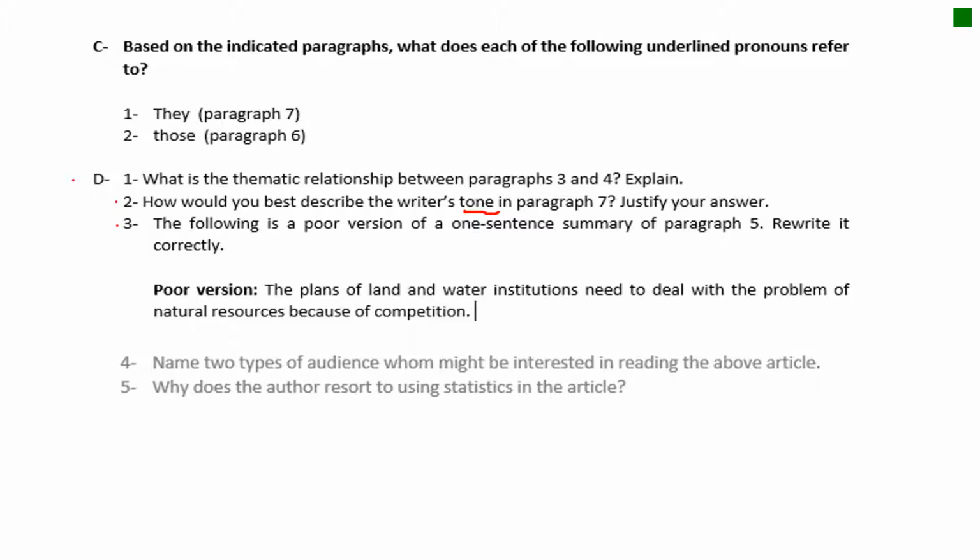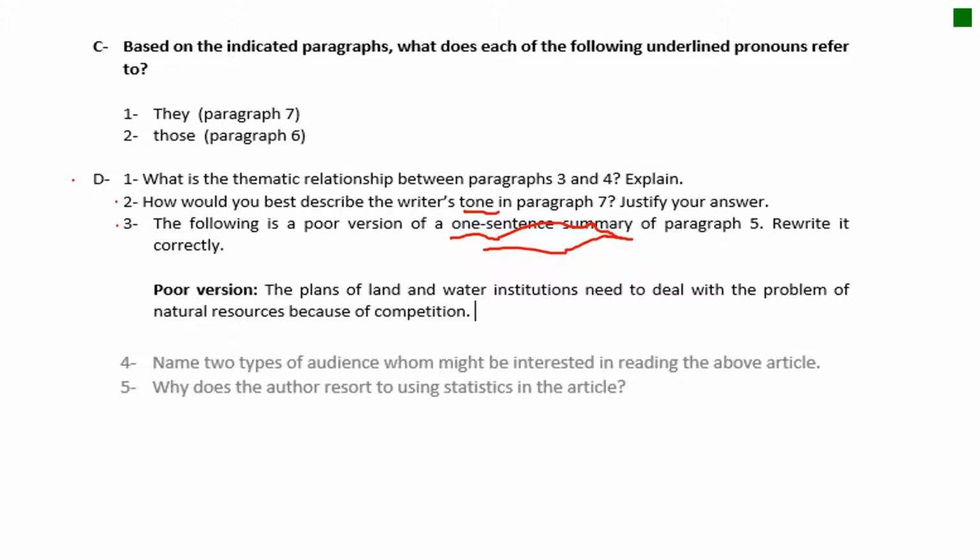Number 3, very important. We had just gone through that in class in the previous week. The following is a poor version of a one-sentence summary of paragraph 5. Rewrite it correctly. Again, one-sentence summary. In grade 12, this is what you're going to be asked, to write a one-sentence summary. I gave you a poor version here.